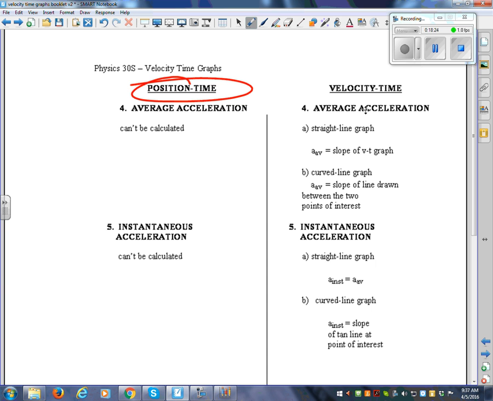If you have a velocity time graph and you're asked to find average acceleration and it's straight, what do you do? Find the slope. If you have a velocity time graph and you're asked to find average acceleration and it's curved, you draw the line between the 2 points of the integral and find the slope.